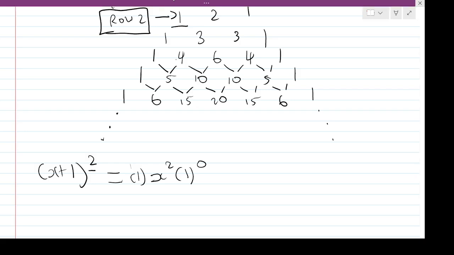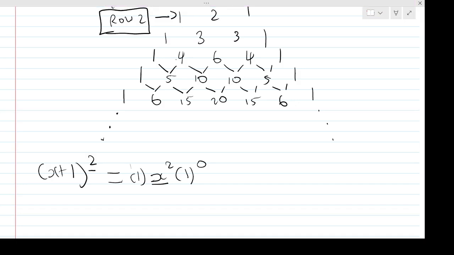Okay. So again, that's the first term, the x squared, right? And we're going to go from x squared to x, and then there'll be no x term, right? So x squared is first, so therefore we pick the first number in row 2. That 1 that I've boxed in would be the coefficient of that term.